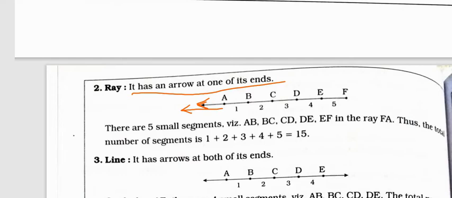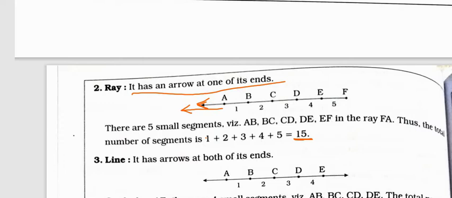Now see how many parts are there? 1, 2, 3, 4 and 5 parts. There are 5 small segments, and therefore total number of segments. How to find out the total number of segments? In the case of ray, same as segment. Now 1 plus 2 plus 3 plus 4 plus 5, that is how many? 15. There are 15 segments in this ray.